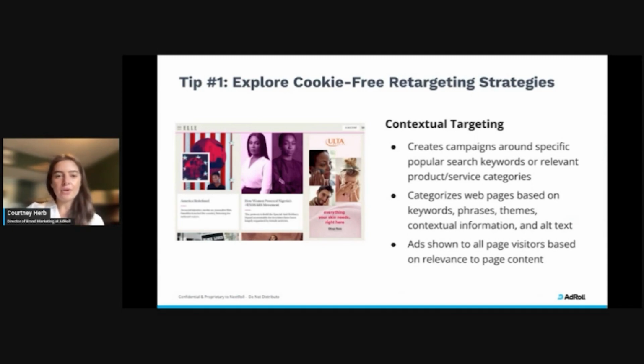While we at AdRoll have been known for years, as I was saying, for our third-party cookie retargeting, there's actually a couple different forms of retargeting that don't involve cookies. The most notable one is called contextual targeting, which we and other advertising platforms offer. So, what is contextual targeting? Instead of targeting using third-party cookies based on behaviors, advertisers can create campaigns around specific popular search keywords or relevant product and service categories.